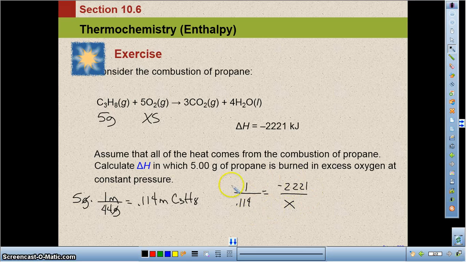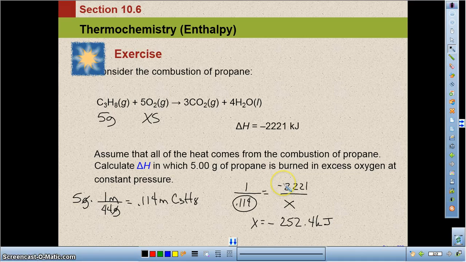Let's just reason through it to begin with. This is 1 mole, and this is about 1/10 of a mole, so this number should be considerably less. So we cross multiply and take 2,221 times 0.114, and X ends up being about 252.4 kilojoules given off, which is the number that we expect to see because of the size difference in the number of moles. And remember, that's a negative sign, not because the value is negative, but because it's exothermic and gives off heat.